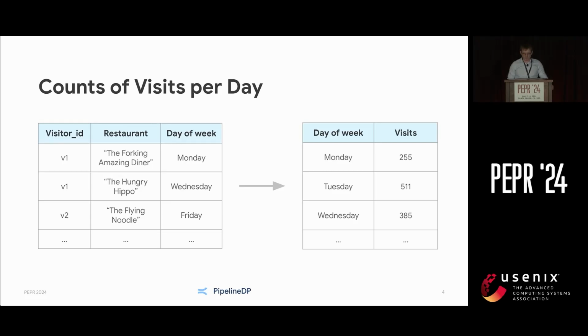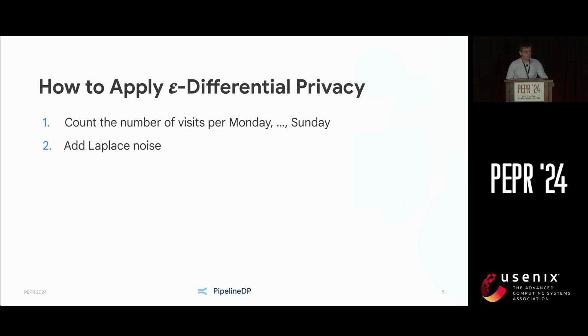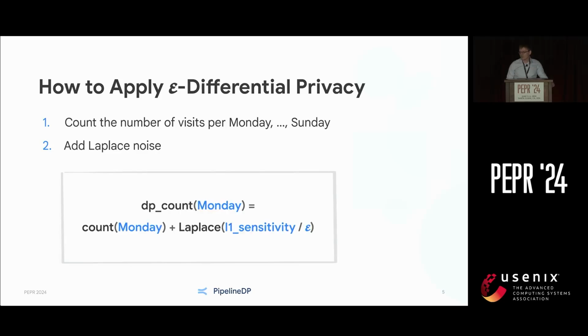And the classical way to do it is to apply a Laplace mechanism. So how can we do this? Let's compute the count of visits for Monday, Sunday, and for all days, and let's add Laplace noise. And in pseudocode, it can be something like that: we take the count for Monday, and we add a random variable from the Laplace distribution, and this will be a differentially private count.